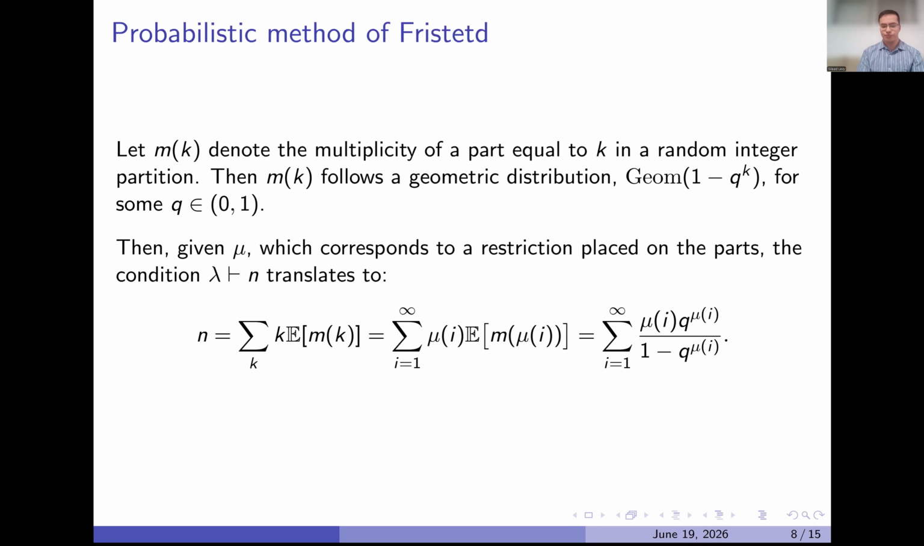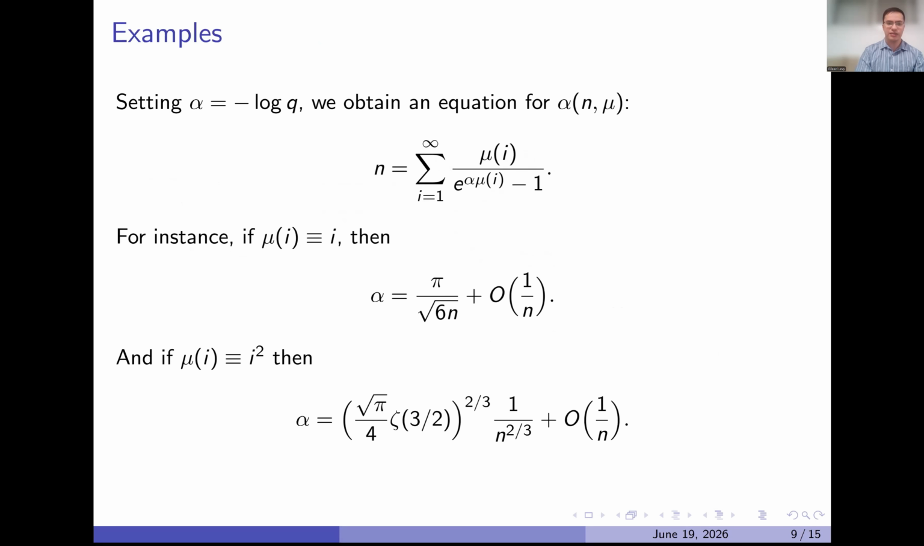the parameter q. We can bring this equation to a slightly simpler form by setting alpha to be equal to minus log of q. Then you can see that the right-hand side depends only on the function mu and the parameter alpha, while the left-hand side is simply n. So we essentially found an equation for the parameter alpha in terms of n and the function mu. And thus we evaluated the parameter of the probabilistic model in terms of the number n and the restrictions on the parts.